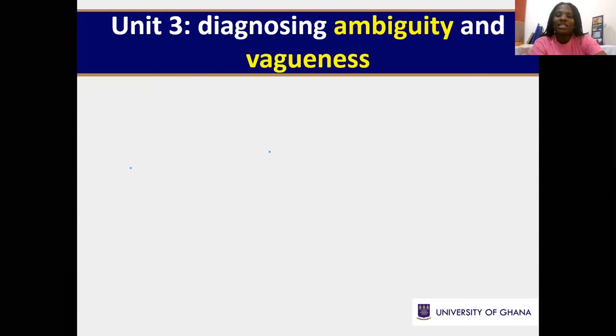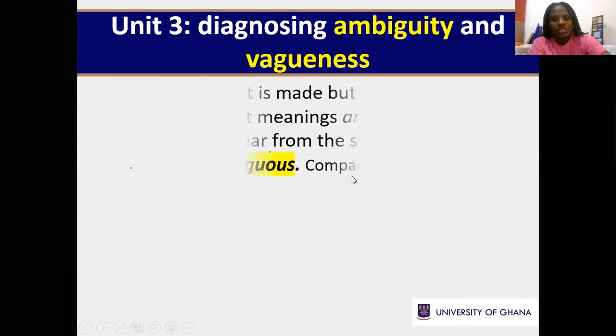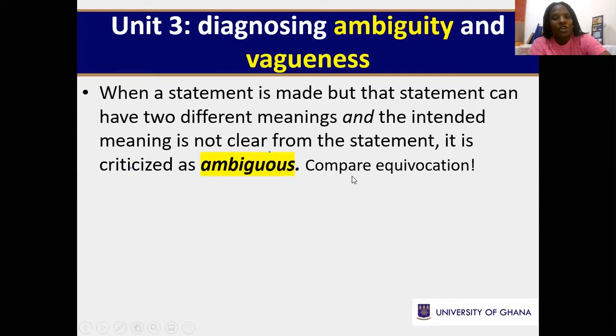Unit 3, rounding down now. We are coming to the end of our discussion. Diagnosing ambiguity and vagueness. So we saw equivocation earlier.